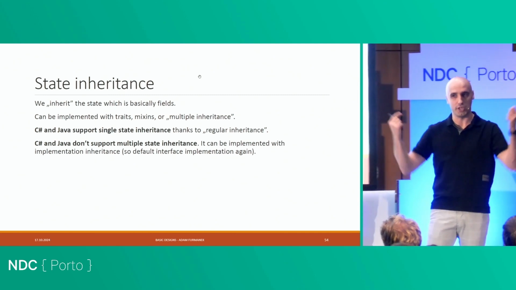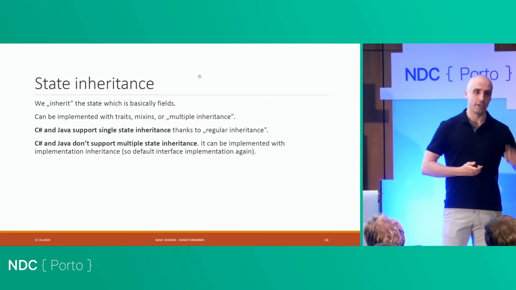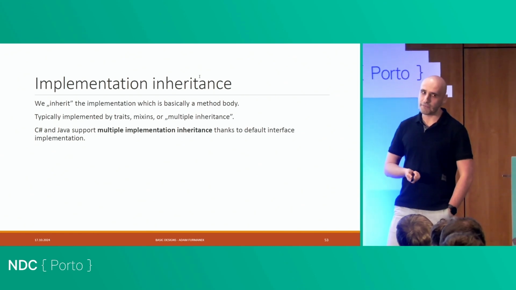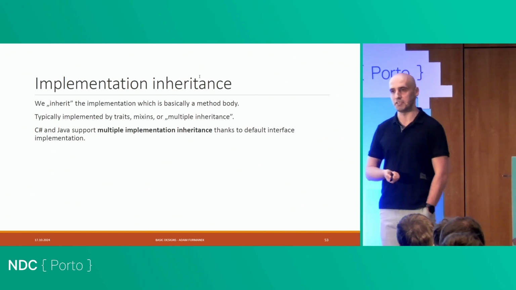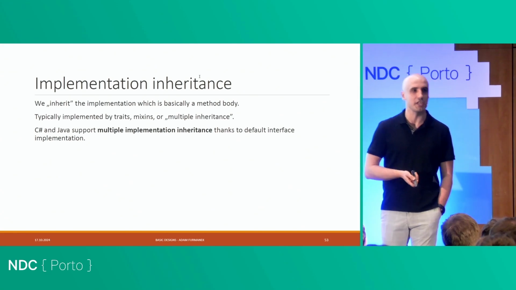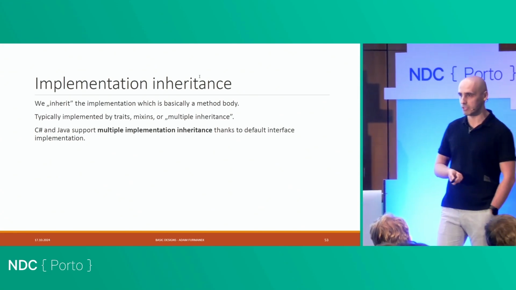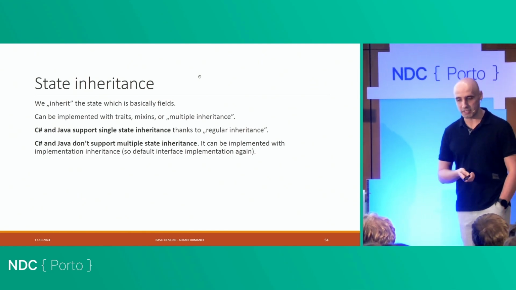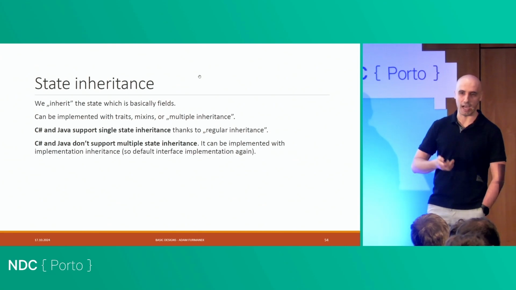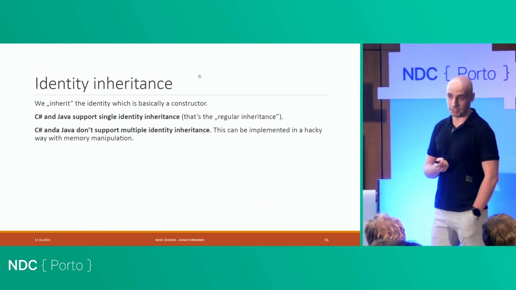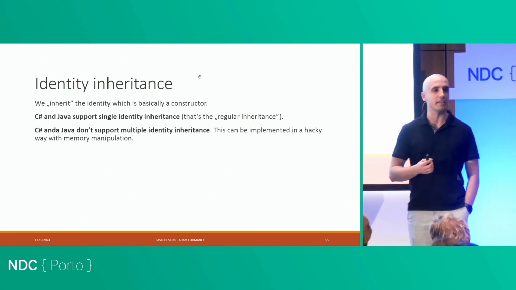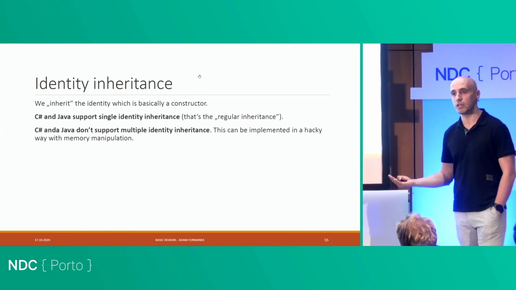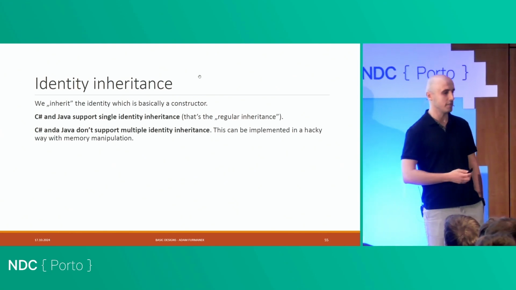We can't inherit fields from multiple classes, but since we can inherit multiple bodies, thanks to implementation inheritance, nothing stops us from pretending we are inheriting fields by implementing a static concurrent dictionary that would keep the values of all the fields that we are interested in. This is how we could implement multiple state inheritance, but C# doesn't support that according to the definition. And finally, identity inheritance. In identity inheritance, we inherit the constructor of the type. Again, in C#, we do not have this feature. We don't have multiple identity inheritance in C#.